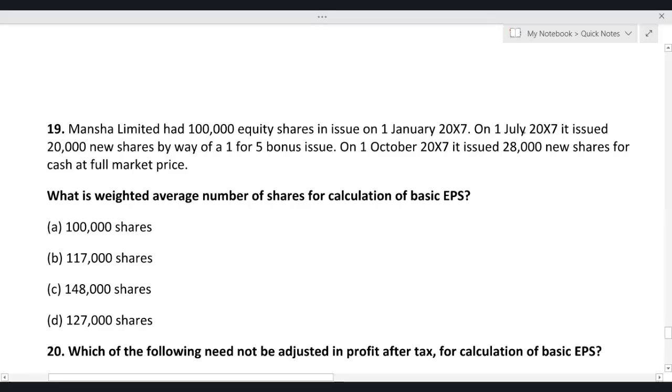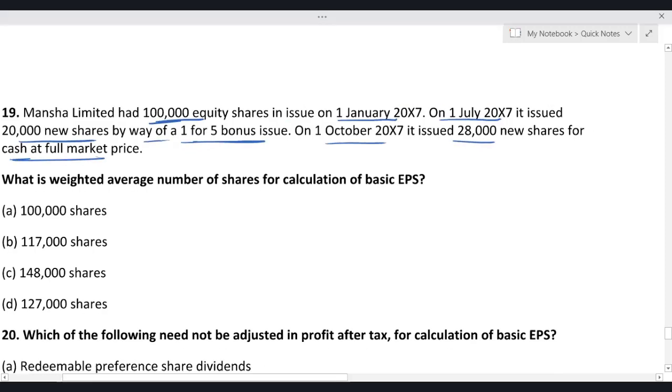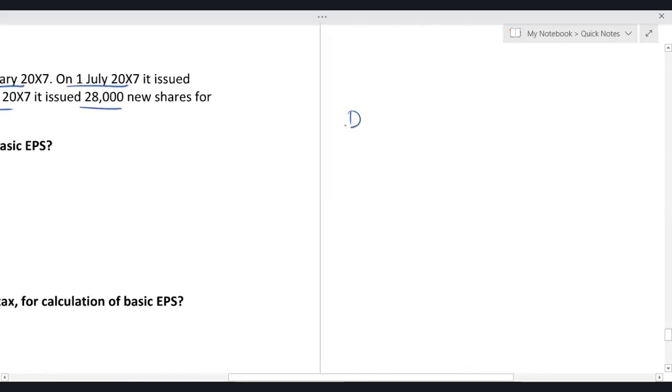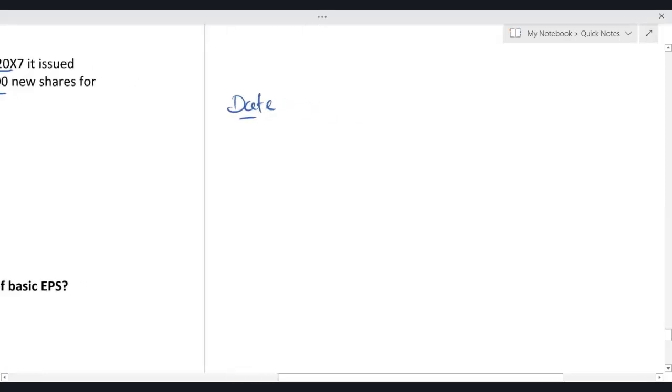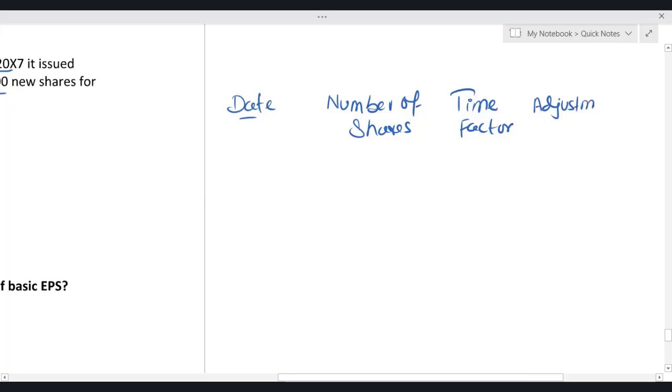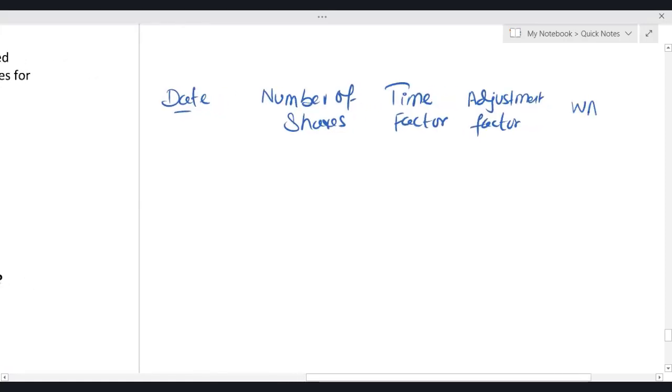Mansha Limited had 1 lakh equity shares issued on 1st January X7. On 1st July X7, it issued 20,000 new shares by way of 1 for 5 bonus issue. On 1st October, it issued 28,000 new shares for cash at full market price. Date, number of shares, time factor, adjustment factor, weighted average.